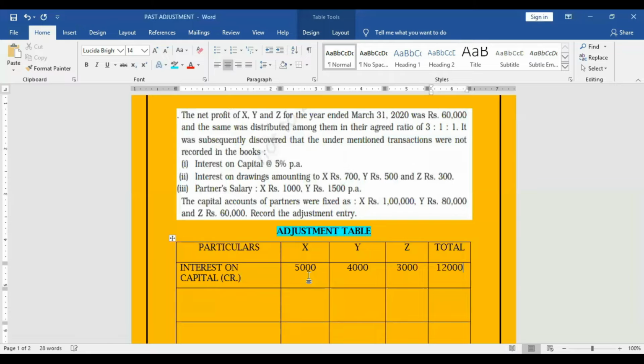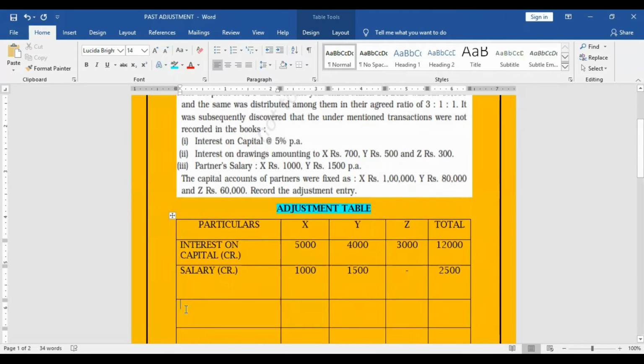Next, let us enter all the credit items first. Interest on capital as well as salary are both credit items in the partner capital account. So salary is also a credit item. Salary for X is 1,000, for Y it is 1,500, and for Z there is no salary. The total is 2,500.